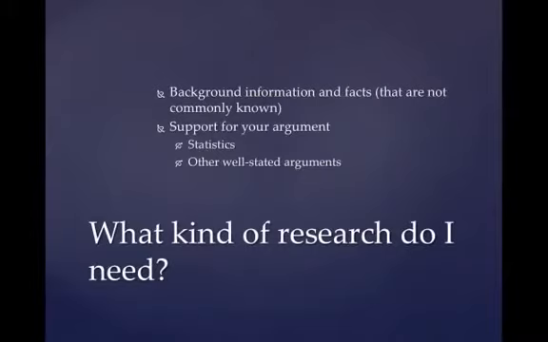Now, you might be thinking, what kind of research do I need? Well, I think there are mainly two different kinds you might need. The first is background information and facts. When you're writing about a topic, you need to explain that topic to us at first. Tell us what the issues are. Explain anything that we need to know to understand your paper. Now, in terms of facts, you're going to need research to support your facts if the facts are not commonly known.